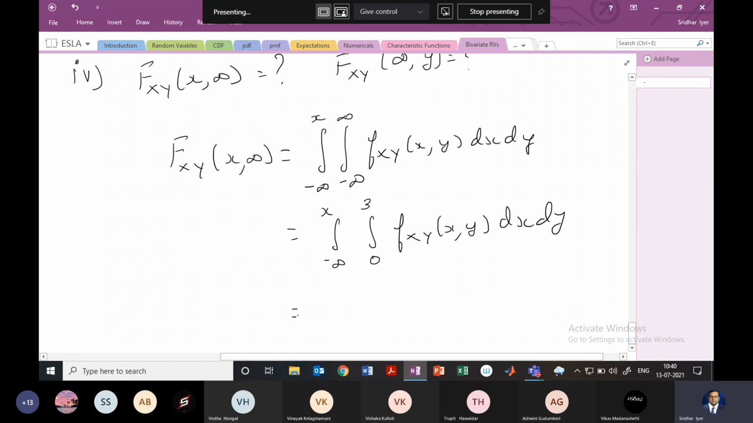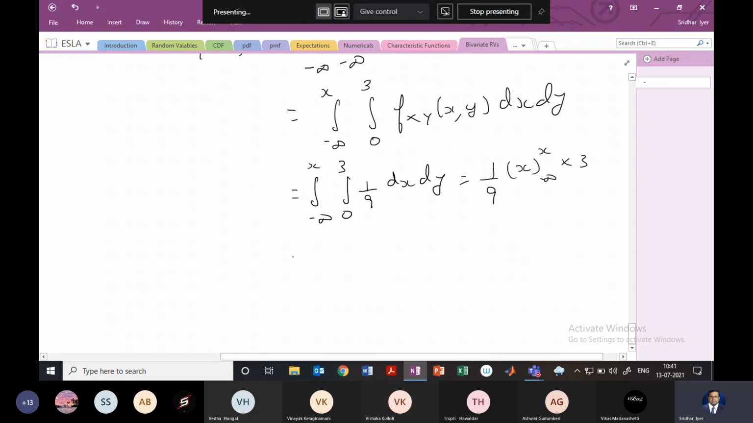So now placing this equation, you'll have minus infinity to x, 0 to 3, 1 by 9 dx dy, right? 1 by 9 is a constant. The dx integral will be x, so you'll have x going from minus infinity to x, and you'll have y, which is 0 to 3, so you'll get 3, right? So x will be just the value x, therefore you will get 3 by 9 into x, which is x by 3, right? So therefore the value of fxy of x comma infinity will be x by 3 for 0 less than x less than 3.